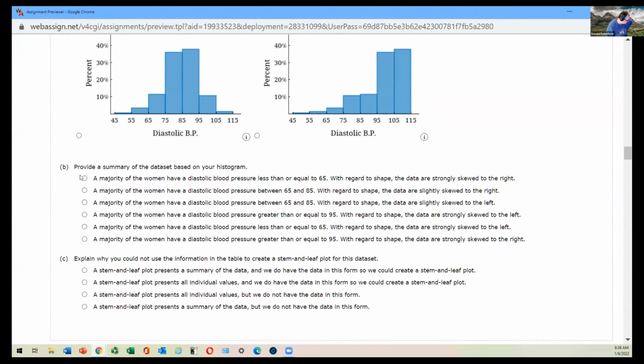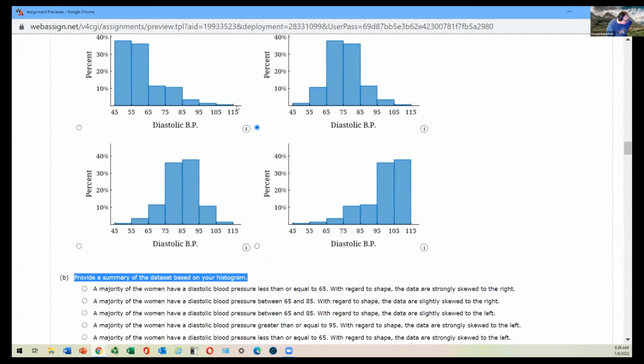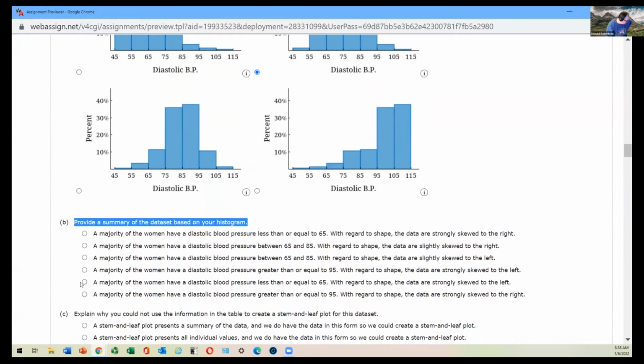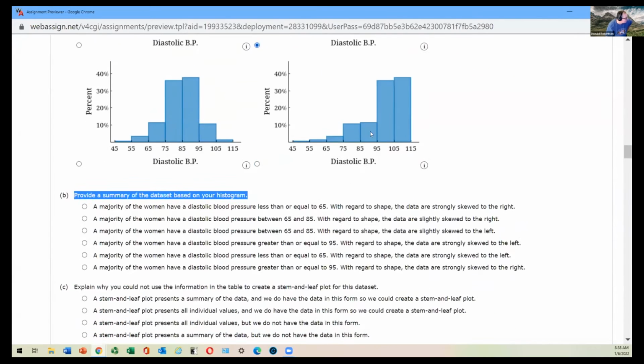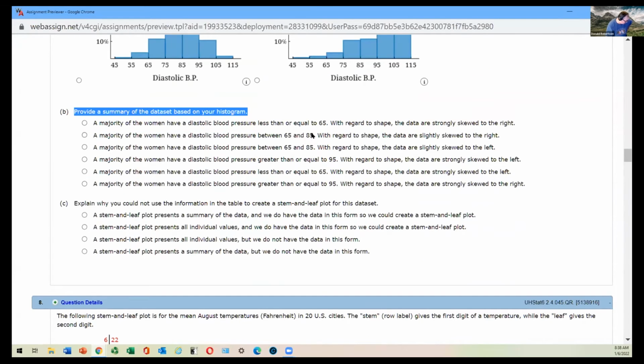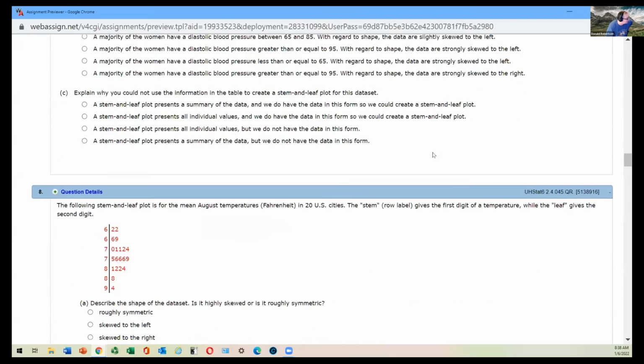And then you have a couple of questions to provide a summary of this data set. Right, so looking at the histogram, which is this one here, they give us 5 descriptions, and you read through them and you pick the one that you think describes this picture the best. And then you go to this one and you do the same, but I'm not going to go into that.